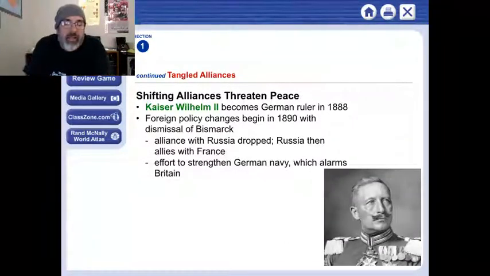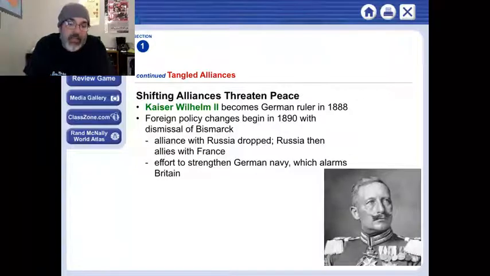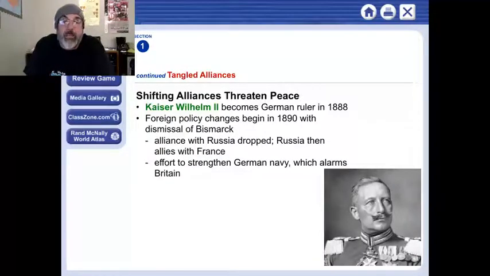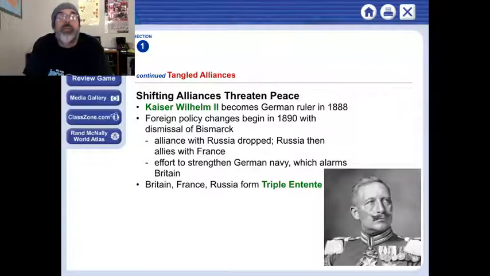Britain always wants to have the biggest navy because they have the biggest empire around the world. And so he now has antagonized or created animosity, there's that word again, with Britain, who used to be friendly with Germany. So now he's made relations worse with Russia and Britain. And so Britain and France and Russia form yet another alliance called the Triple Entente in 1907.